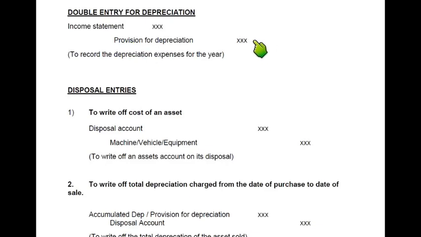So whenever provision increases, it is always credited because it is a contra asset. It is not a liability. We do not need to pay someone that money. This is just a contra asset. It will be credited, so the income statement will be debited.